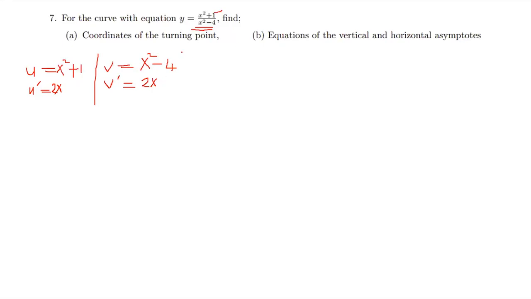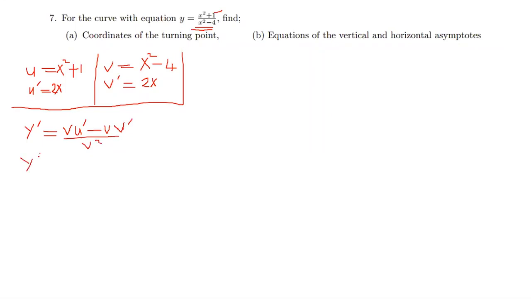Then from there, we can now introduce our quotient rule. We've been given y, so we're going to say y prime, which is just the same as dy/dx. So y prime is equal to, according to the quotient rule, v times u prime, then minus u times v prime, then you divide everything by v squared.